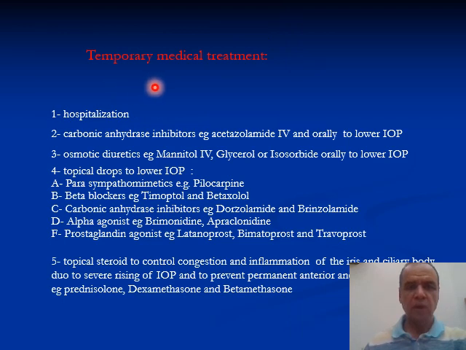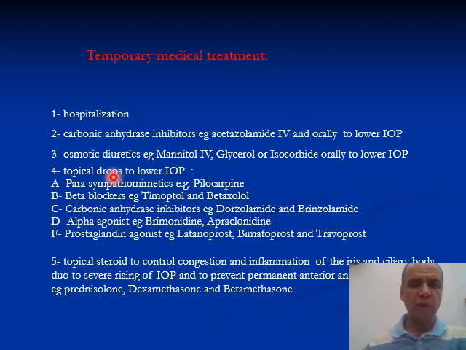The first line of medical treatment is admission to the hospital, because rising of intraocular pressure more than 50 mm mercury might lead to severe optic nerve damage within a few hours or days, and also because carbonic anhydrase inhibitors and osmotic diuretics are given IV, and they might create systemic side effects.